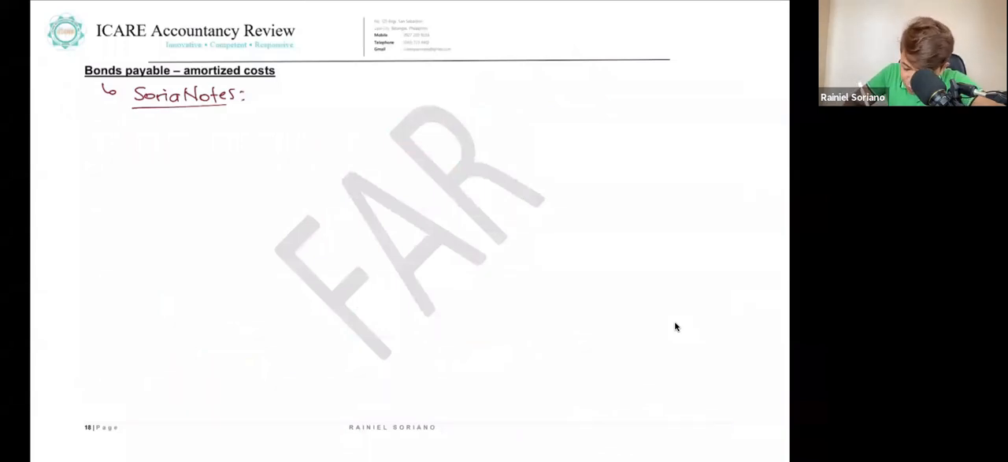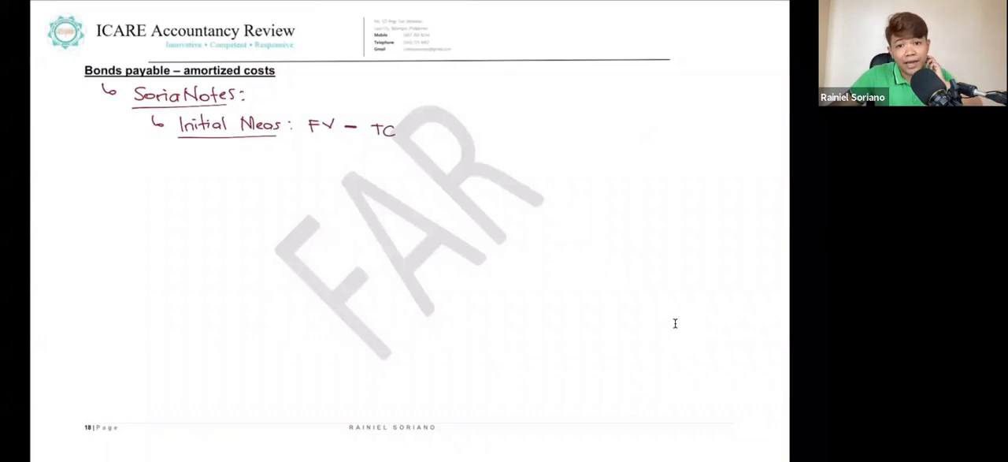Okay, so here, start ulit tayo sa initial measurement. So talking about bonds payable, kapag at amortized cost tayo, initial measurement will be the fair value. This time, pag liability, minus transaction cost. Ulitin ko, kapag investment, fair value plus transaction cost. Pero kapag liability, fair value minus transaction cost po tayo. So magkaiba, hindi po siya always plus, hindi rin always minus ang transaction cost. Kapag investment, ina-add po natin siya, pero kapag liability naman, binabawas.